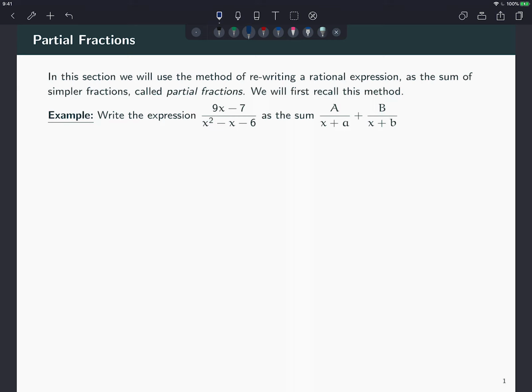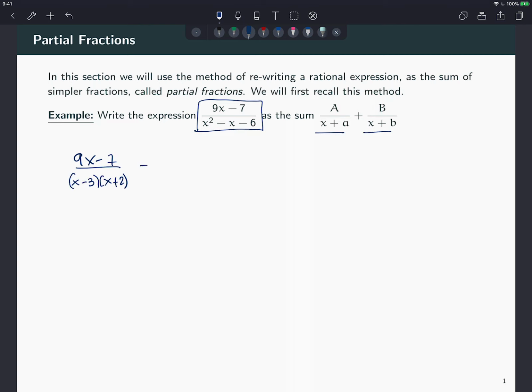So in this section, in the following videos, we're going to review the method of partial fractions and use it to solve integrals. The method of partial fractions was a method to rewrite a rational function like the one given here as the sum of two fractions with simpler denominators. The key point is that the denominator can be factored, like x minus 3, x plus 2.